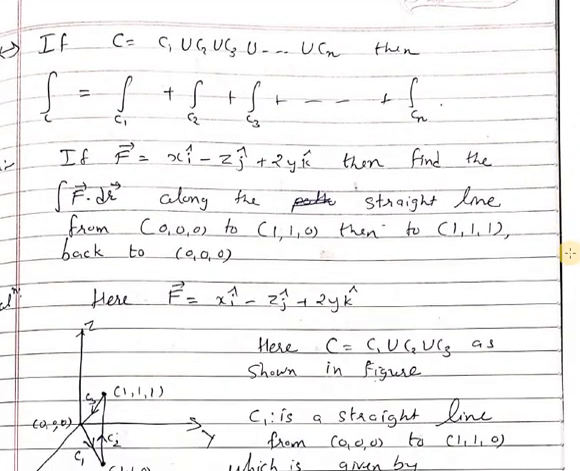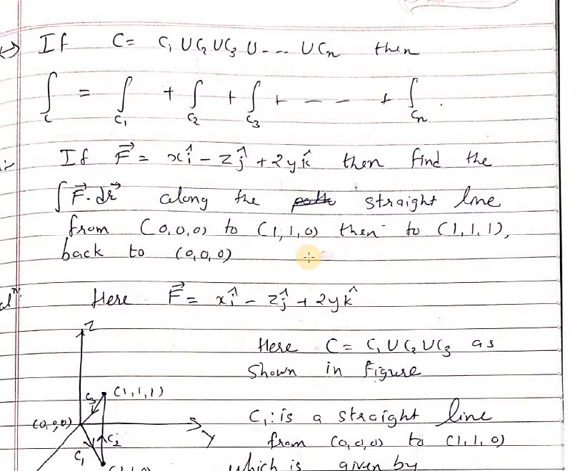Now if you have more than one curve, then your integration over C will be written as integration over C1 plus integration over C2 plus integration over C3 up to integration over Cn. That means if C is given with more than one curve, then we are going to use this. For that we are going to take one example.